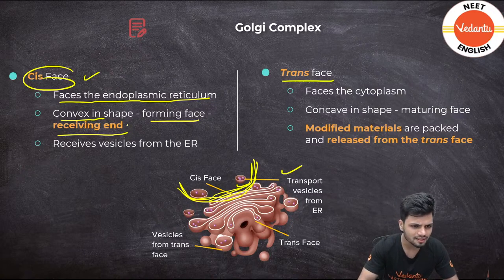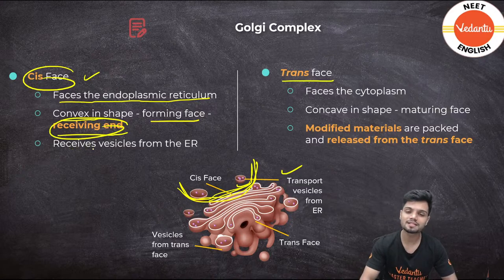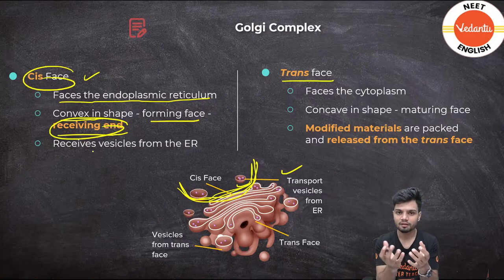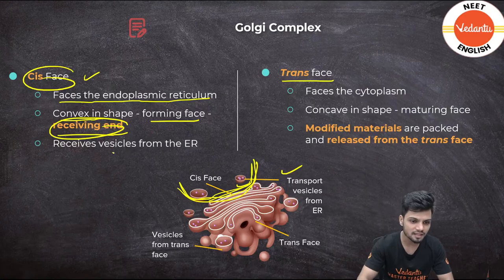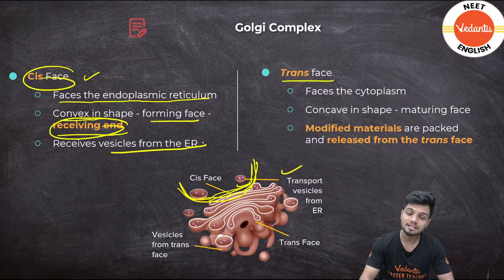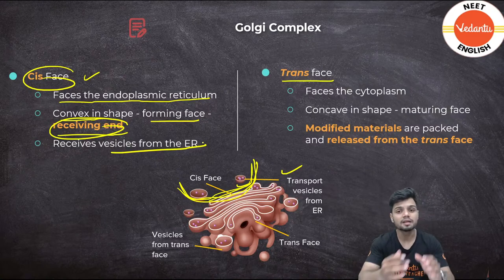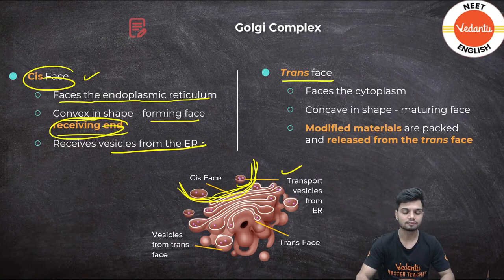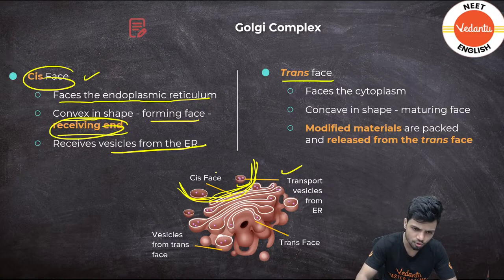Now, why is it called the receiving end? Because it receives vesicles from the ER. It receives proteins from the ER. It receives lipids from the ER. That is the cis phase. So all the vesicles from the endoplasmic reticulum are received on the cis phase and they travel.